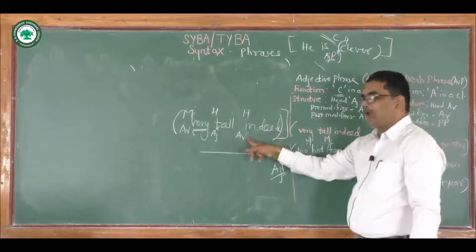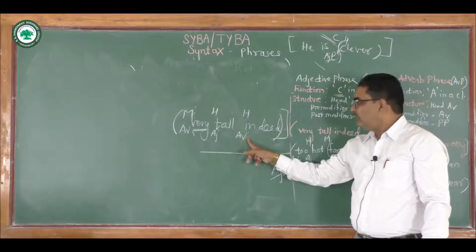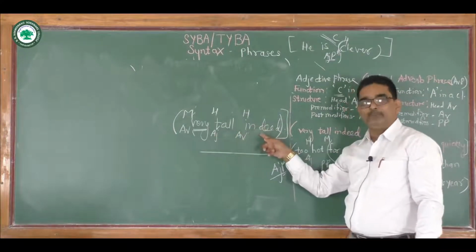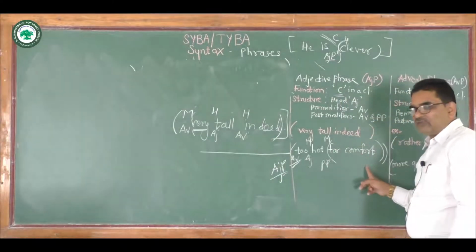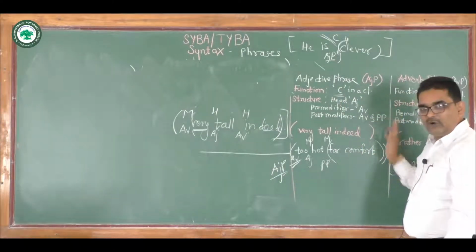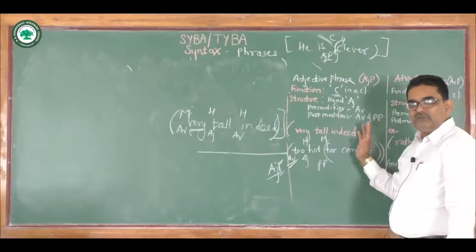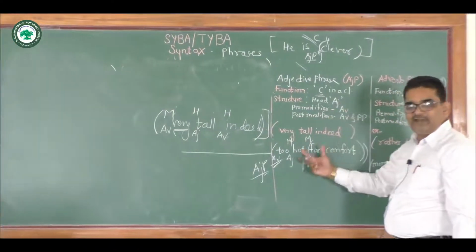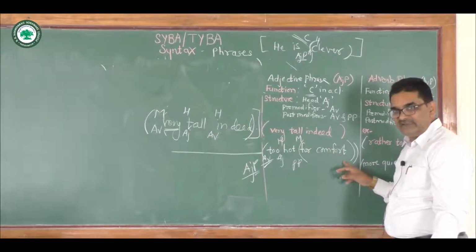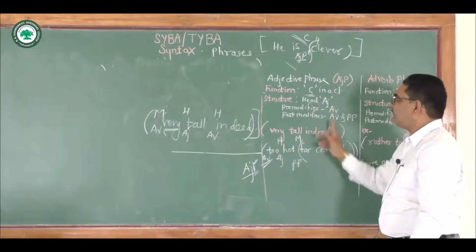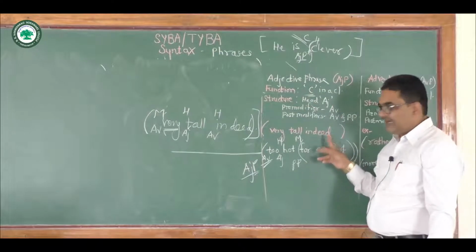It is either an adverb, so here indeed. So too very tall indeed. The post modifier here is an adverb, and here it is a prepositional phrase. We could not cover all those things, but to get you in touch with these things, I have taken this. So for comfort, it is a prepositional phrase. That is the structure of an adjective phrase.